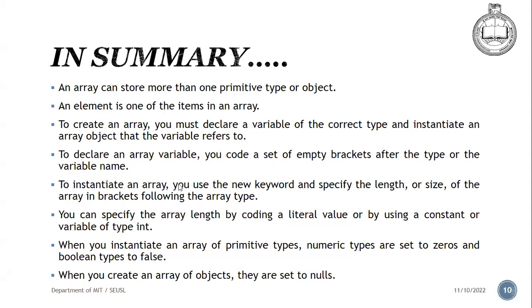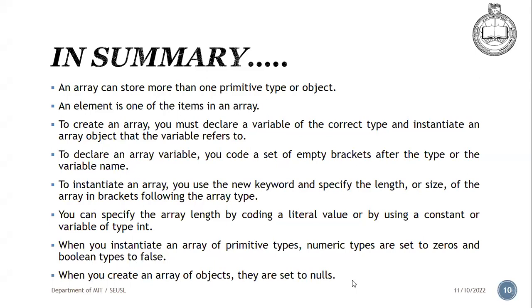To instantiate an array, you use the new keyword. So these things I have told you, and you have to specify the length or size of the array in brackets following the array type. You can specify the array length by coding a literal value or by using a constant or variable of type int. When you instantiate an array of primitive types, numeric types are set to 0 and Boolean types to false. These things are there. Okay. When you create an array of objects, they are set to nulls.